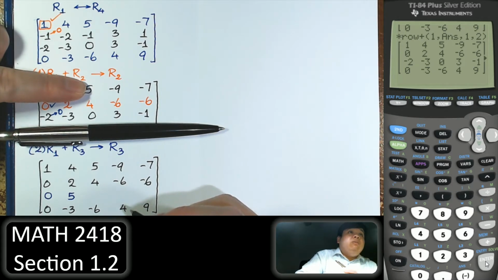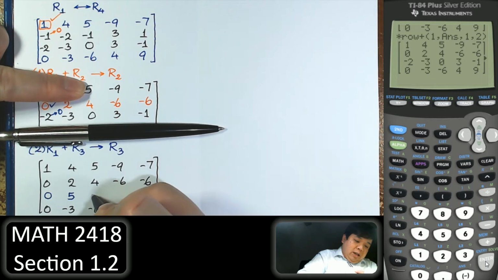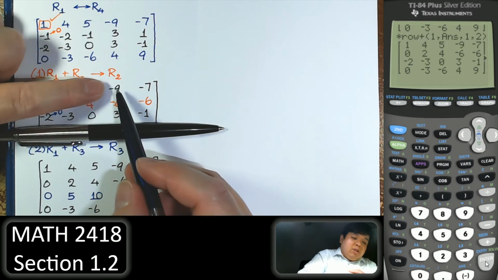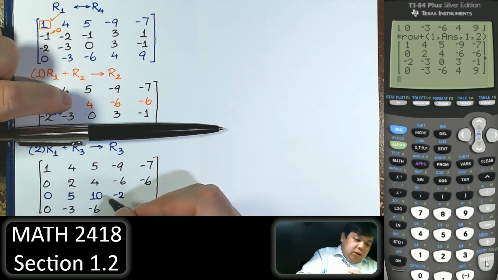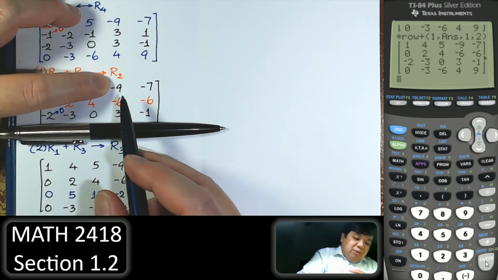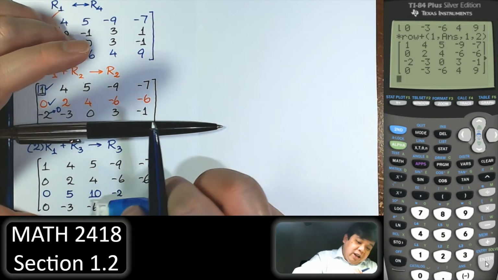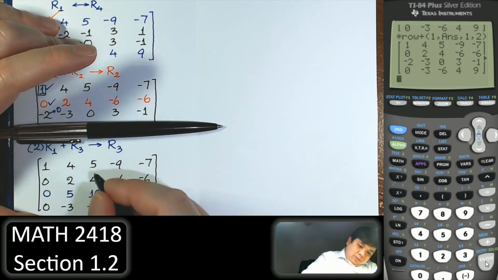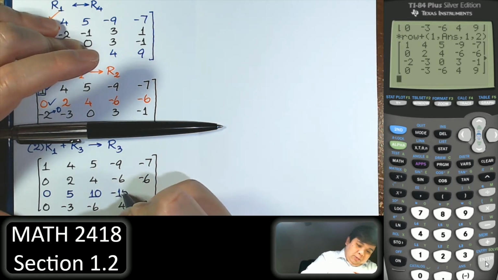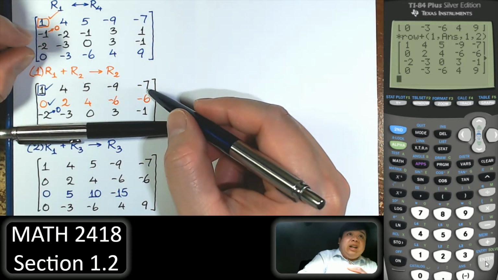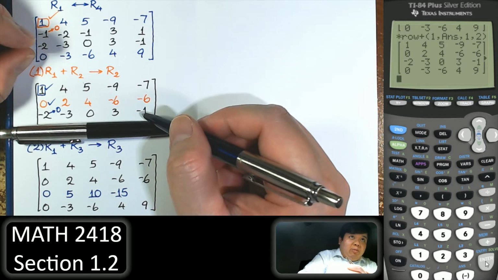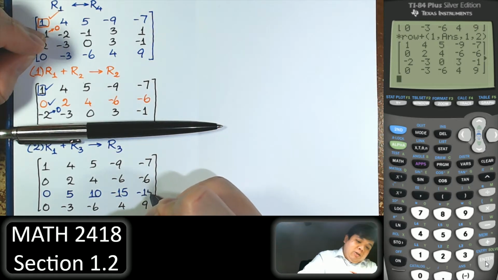2 times 5, 10. 0 is 10. 2 times -9, -18, -6, -24. I'm sorry. 2 times -9, -18. 3, that should be -15. And 2 times -7 is -14, and -1, -15. Right, so that is new row 3.